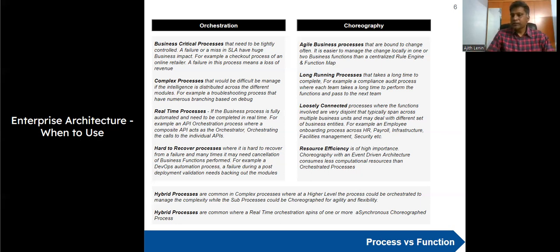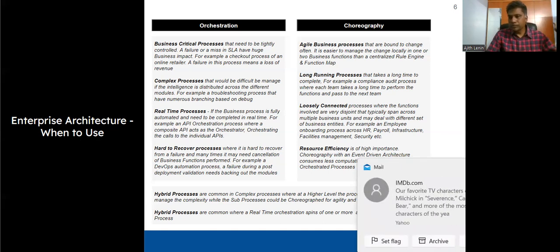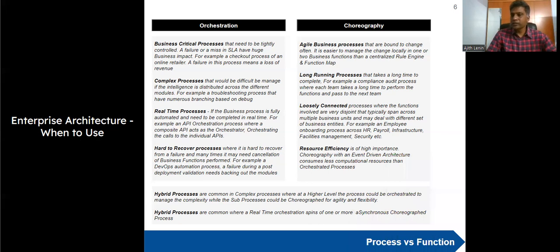Anything that is very long running, like taking weeks or months to complete, those kinds of things we go with choreography. So, for example, a compliance audit process goes through cycles which are days or weeks. So that could be a typical scenario for choreography.